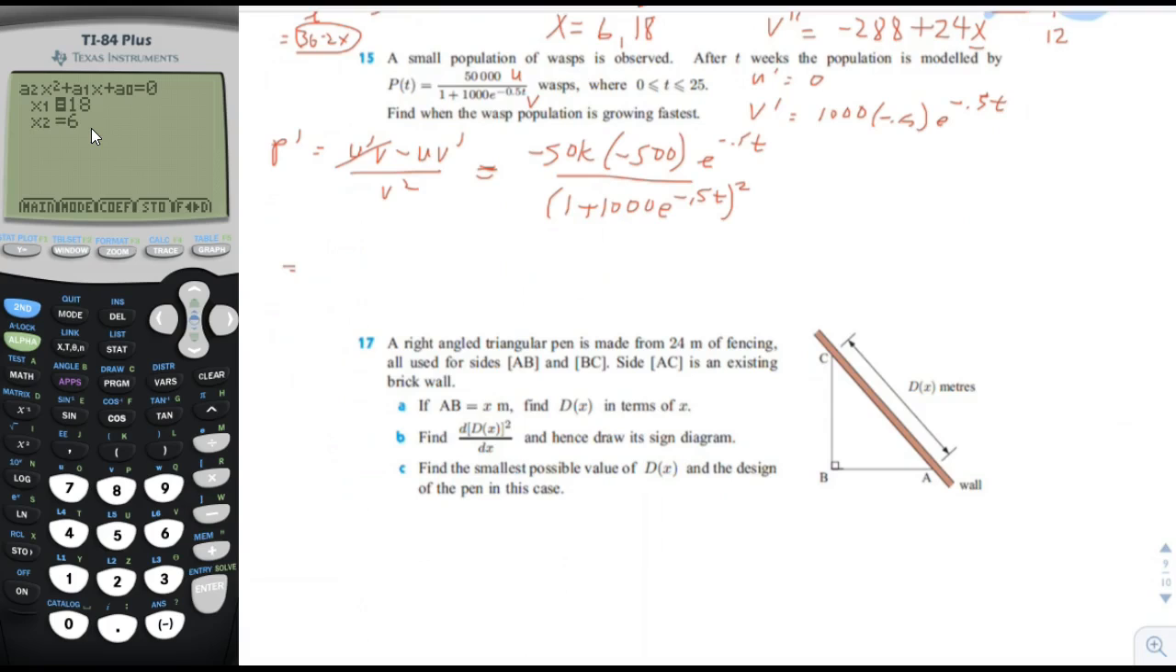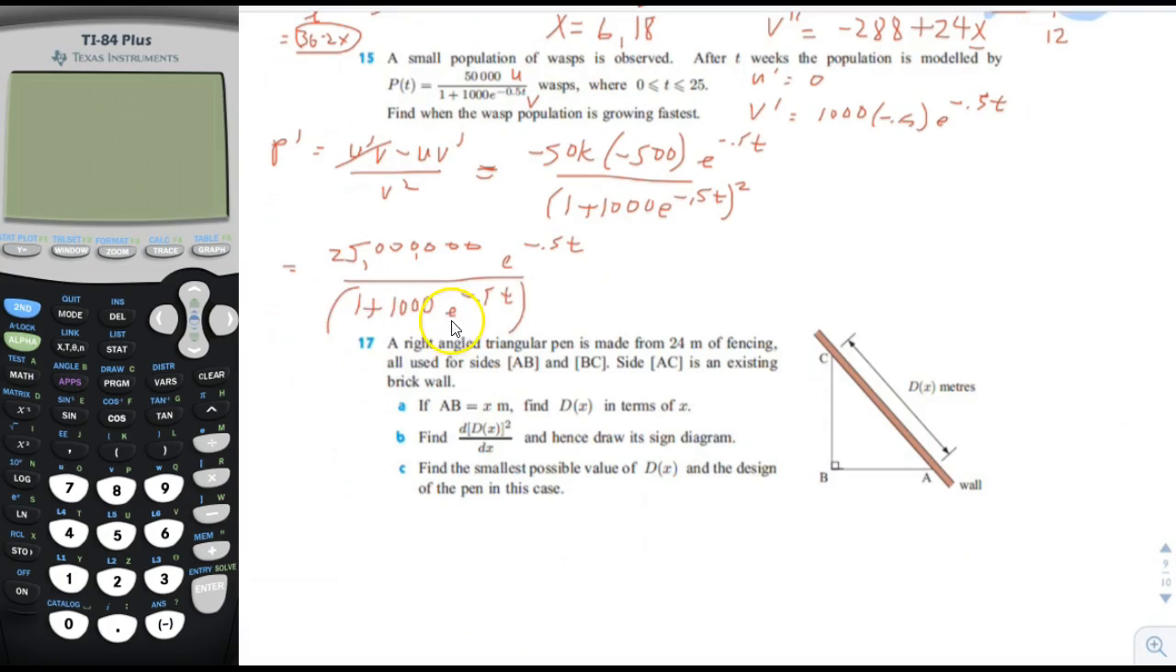So negative 50,000 times negative 500 is going to be positive something. 25 million to be exact. Okay, times e to the negative 0.5 t divided by 1 plus 1,000 e to the negative 0.5 t quantity squared. Okay, so this is the rate at which the wasp population grows. Now let's graph this and see when that quantity is maximum.